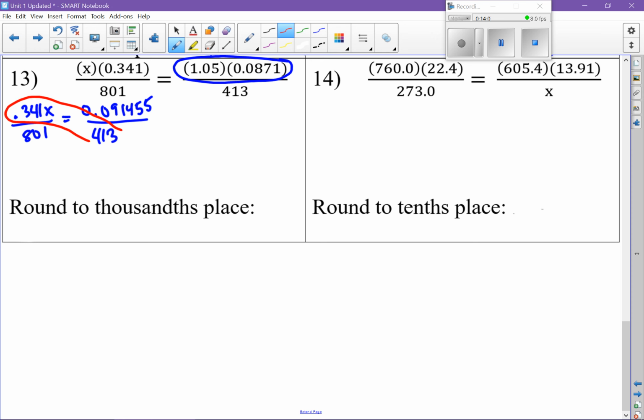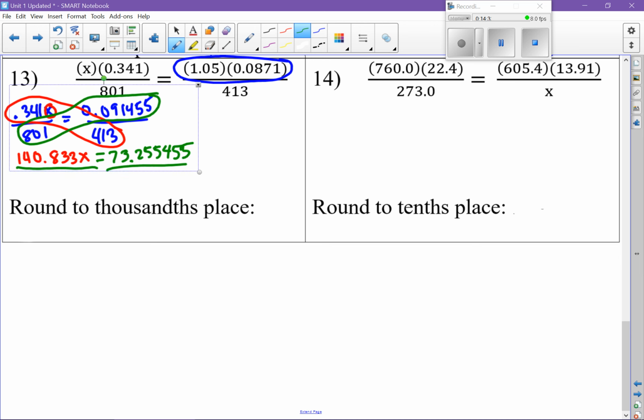So first cross these two numbers. You have to do 0.341 times 413. That gives me 140.833, and don't forget the x that was there. Cross the other way, multiply those two numbers together. Gives me 73.255455. Now divide by the thing that's touching the x on both sides.